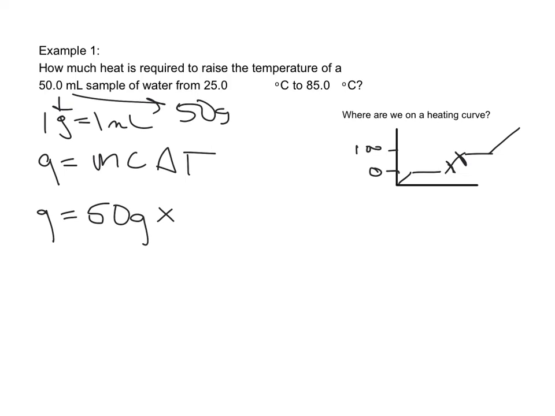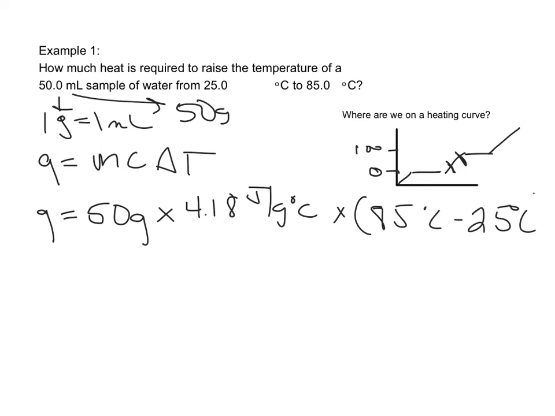Now be mindful that you do have 3 for water. You have water as a solid, liquid, or gas. In this case, we're in the middle of our heating curve, so water is a liquid. So you're going to want to be sure you use 4.18 joules per gram degree Celsius times its change in temperature. In this case, it's going to be final minus initial, so it would be 85 degrees Celsius minus 25 degrees Celsius. So you're going to need to multiply those together.